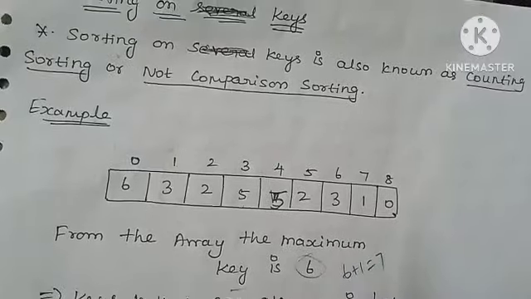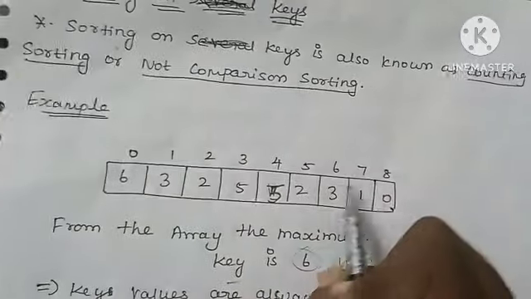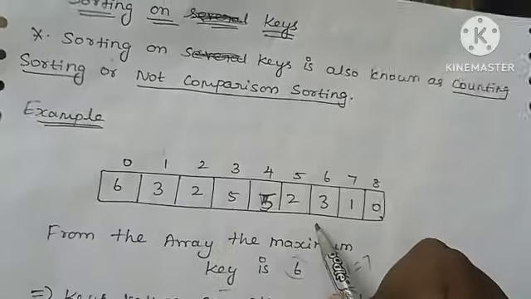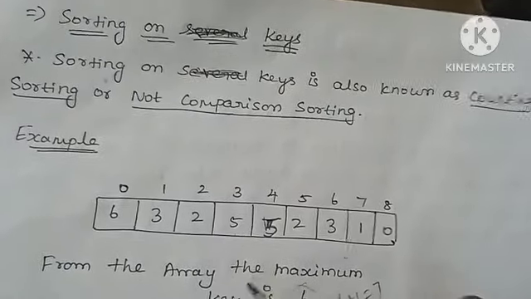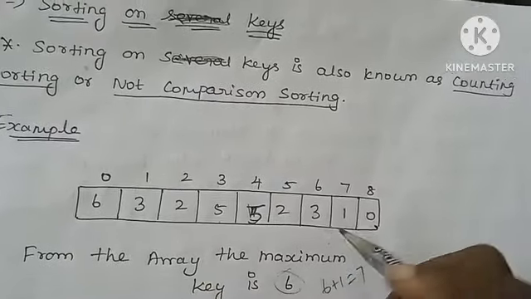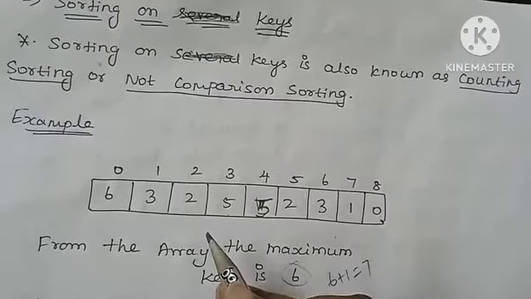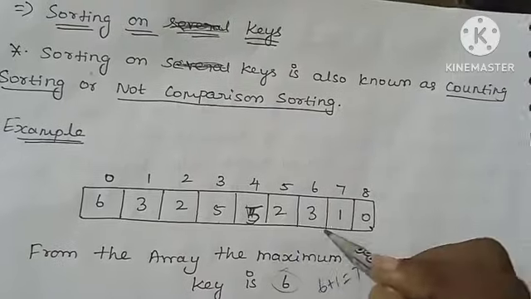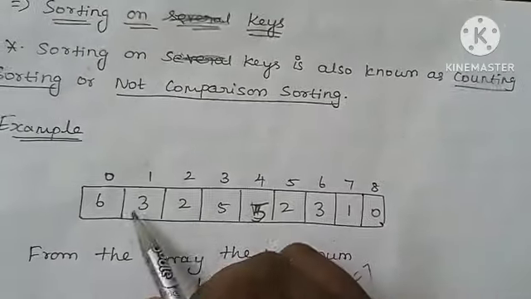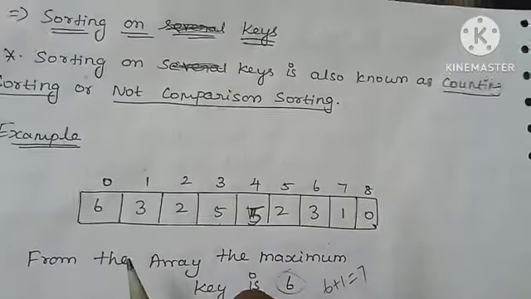Let's see a simple example. This is our original array. First, we use the key for sorting. The first step is to find the maximum value in the array, that means the highest value in the array. Which is the highest value? For this array, 6 is the highest.